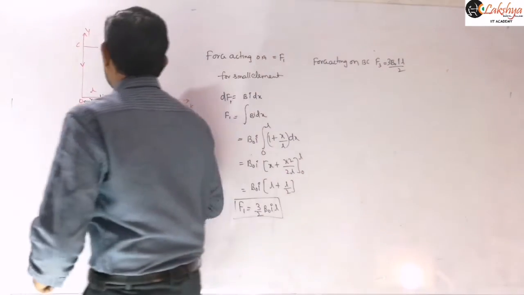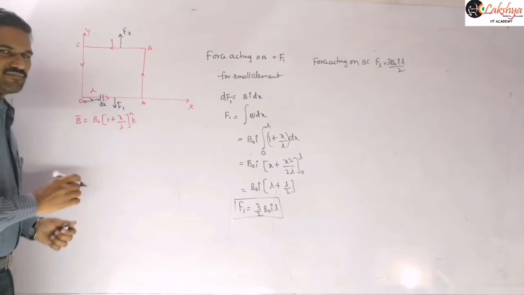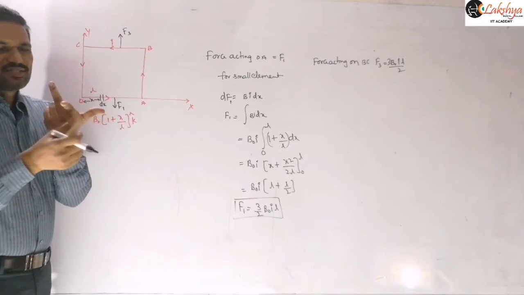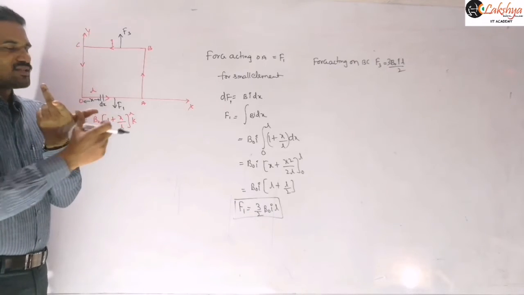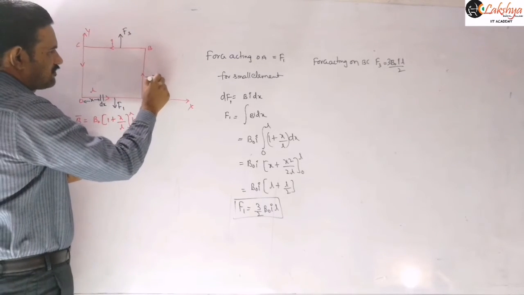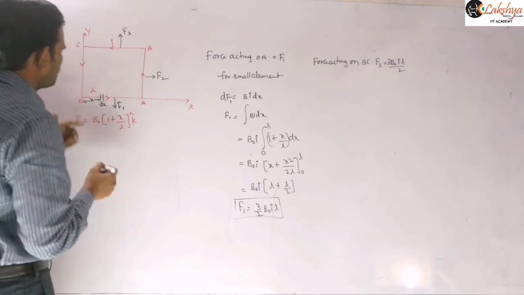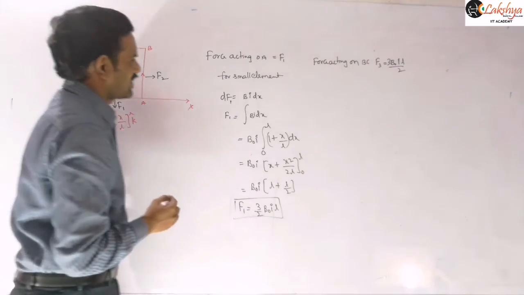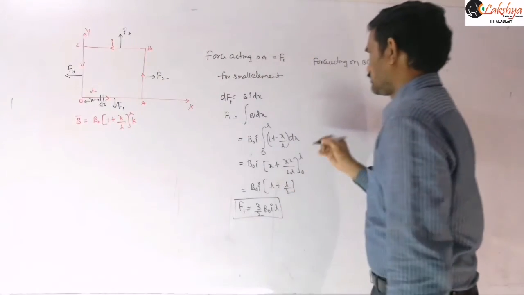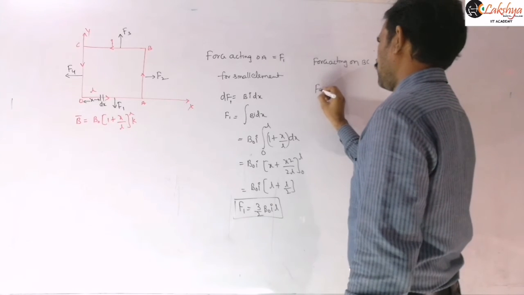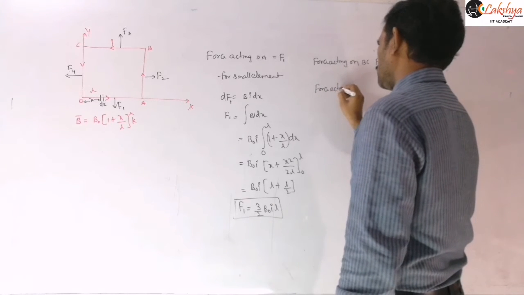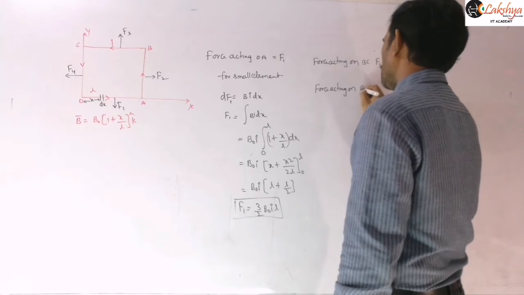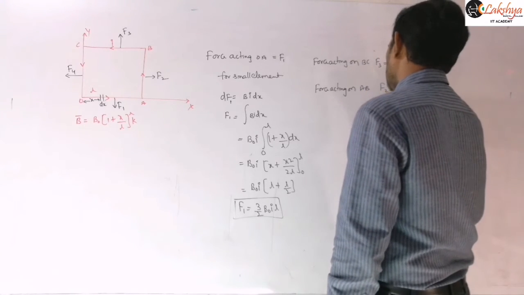And next let us write the force acting on AB. Again you may apply our Fleming's rule. The field is outwards and the current is in the upward direction, so the thumb is like this. So this is F2. And similarly you may verify and you will get this F4 direction like this. So now let us write this F2 value. Force acting on AB, which is our F2.